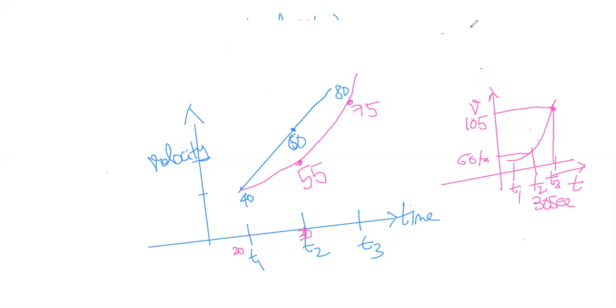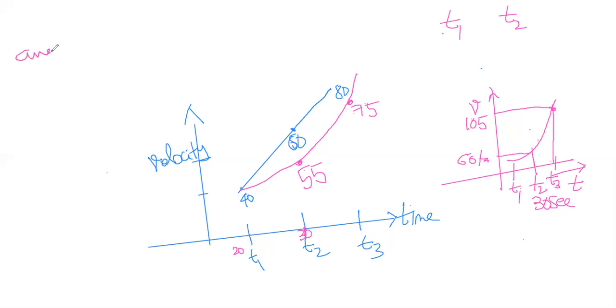Average speed is between two times, no? What is the meaning of average? Between T1 and T2, what was the average speed? How to find the average speed? It is not so simple as normal mathematics. What is average? V1 plus V2 by 2. We will say like that. No, that's not right.